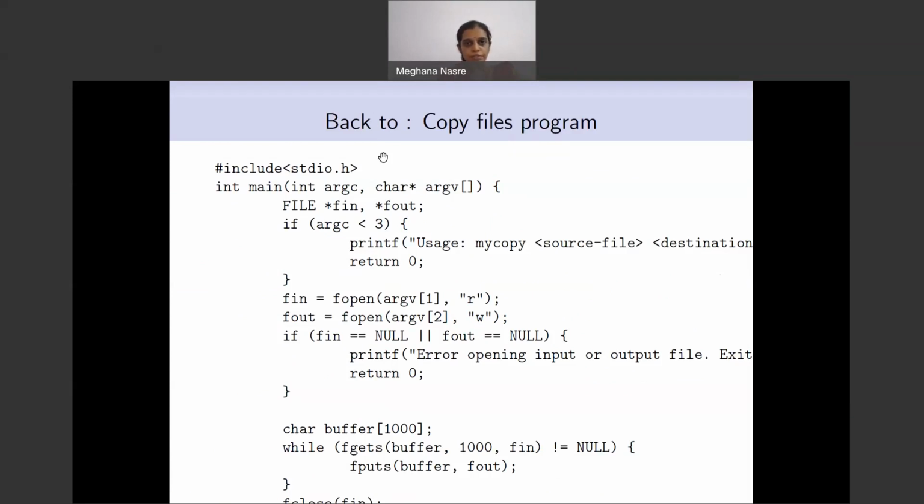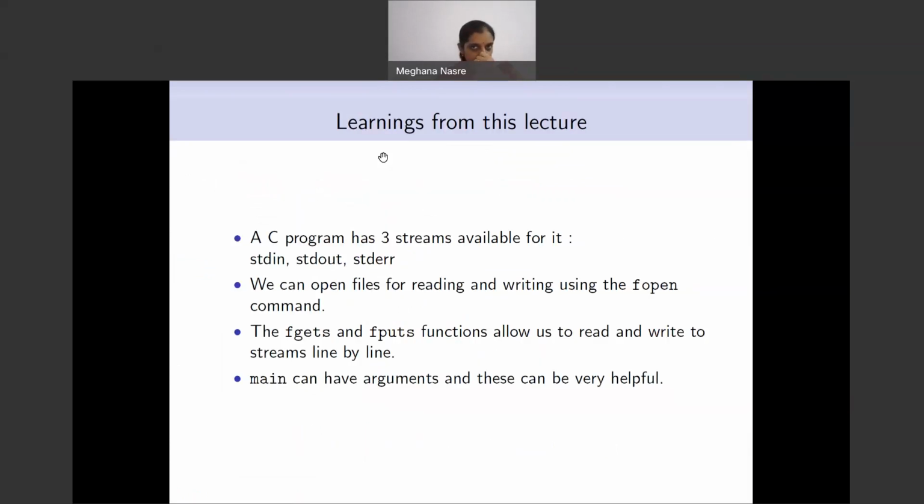We have had a very short introduction to how to open files and close files using the given functions that are available to us. So to summarize, the learnings in this lecture are that C deals with input and output via streams, and there are three streams available to any C program: the standard input, standard output, and the standard error. And we can open other files for reading and writing using fopen. We have explored it to a very limited extent, with the read and write modes. There are several other modes which, if you are interested, you can look up.